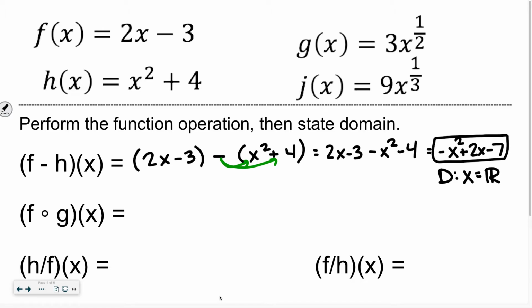Okay, so for f of g of x, that means I'm going to put g, which is 3x to the 1/2, in for x in f. So I'm making that substitution. So that'll be 2 times 3x to the 1/2 minus 3. So to me, it really is 2x minus 3, but x is a new function, right? We put g of x in for the x. So we've replaced it.